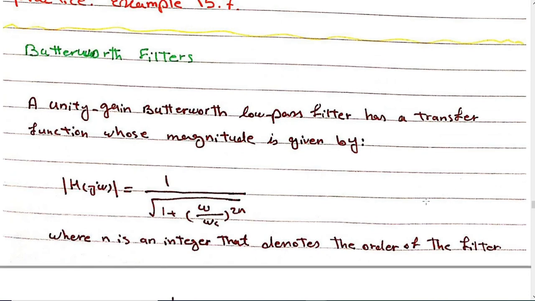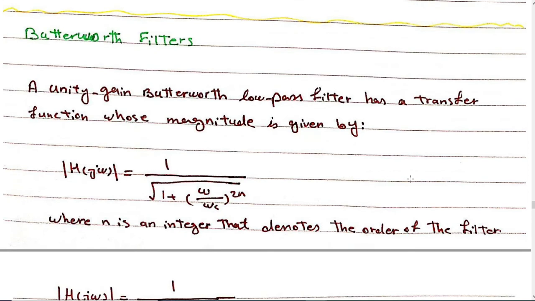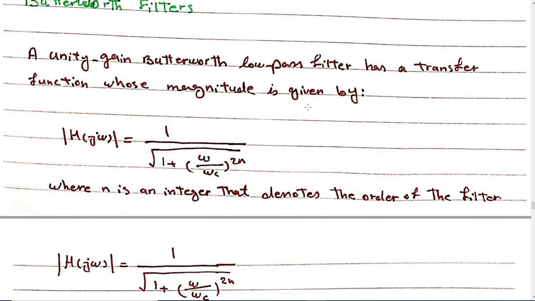Okay, the last kind of filters, Butterworth filters. Again, a unity gain Butterworth low pass filter has a transfer function whose magnitude is given by this, where n is an integer that denotes the order of the filter. So if we have two cascading filters, it means the order is 2. Over here, if we have 3, it means the order is 3, and so on and so forth. So from there, we can calculate the cutoff frequency or the transfer function.